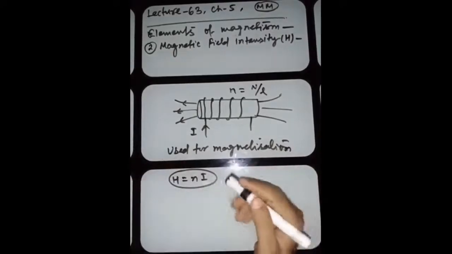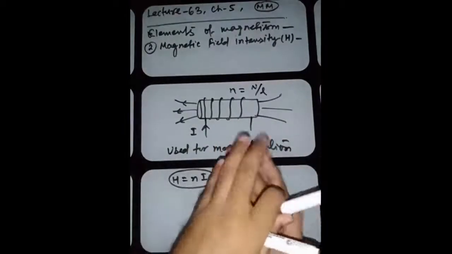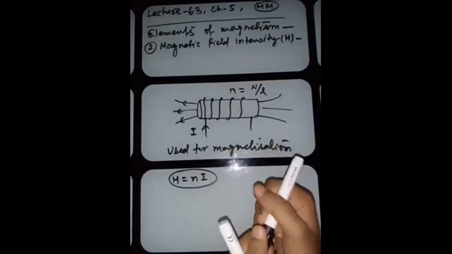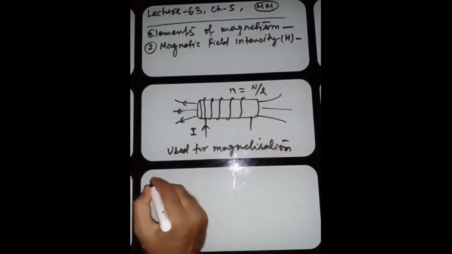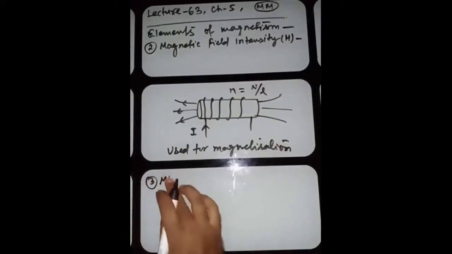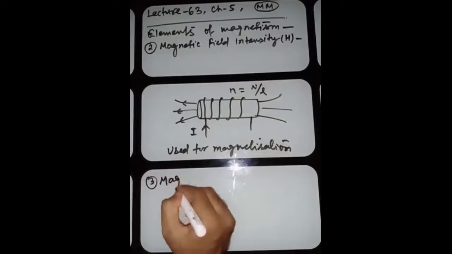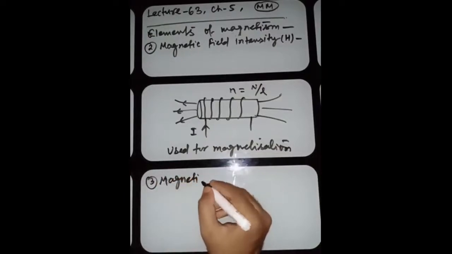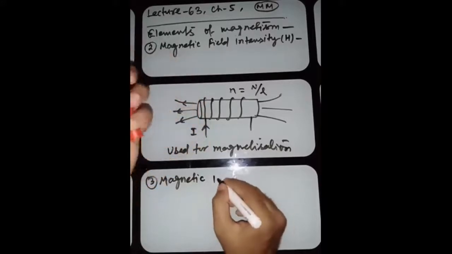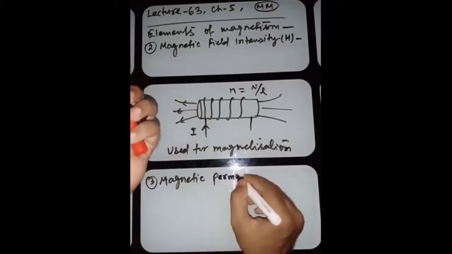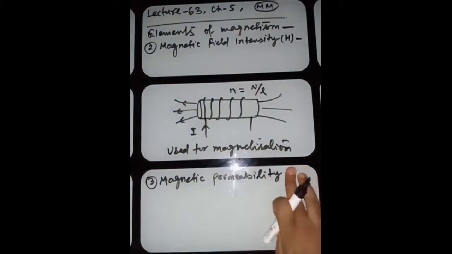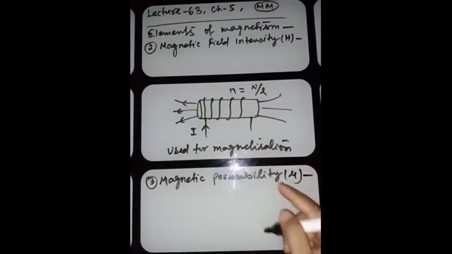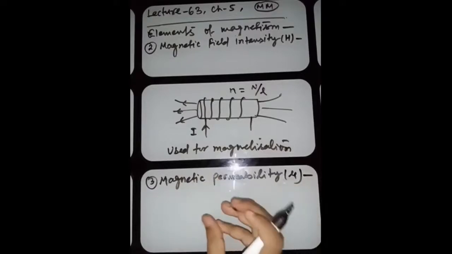Okay, now students, we will study the next element. It is the magnetic permeability, the third one, and it is represented by mu. It is mu, the same symbol we have used for the coefficient of friction.